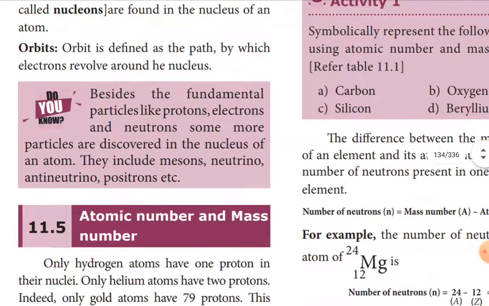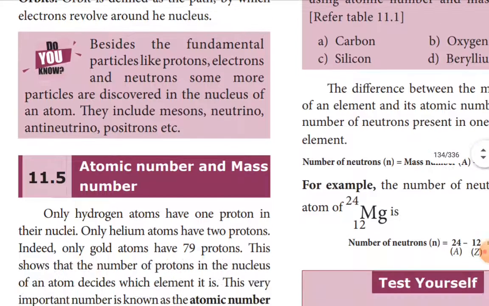Then orbits. An orbit is defined as the imaginary path by which electrons revolve around the nucleus. Orbits or shells or energy levels are nothing but the definite circular path in which electrons revolve around the nucleus. There are different formats, but you can pick any one format which is easy for you and write. When you are asked to define orbit: it is the path in which electrons revolve around the nucleus.